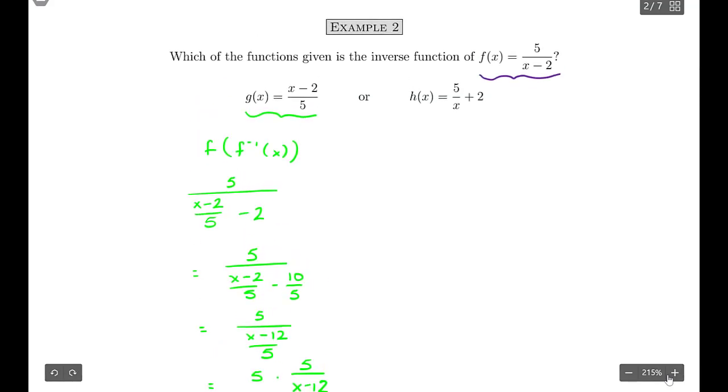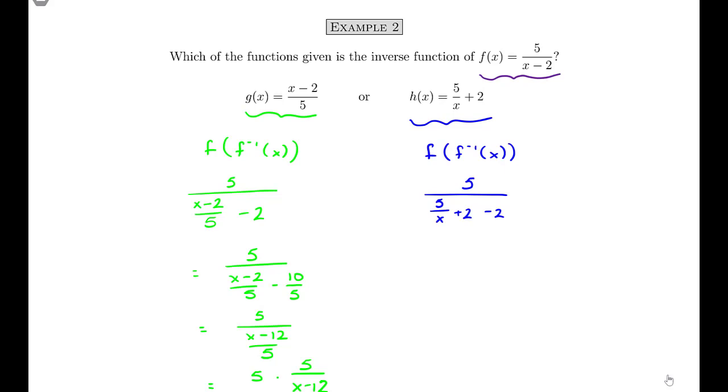With the second function, and I'll do this one in blue, we're going to do the composition again. We're going to do f of f inverse. Remember, we're assuming that the function that I bracketed there in the blue is an inverse. So we take our given function, 5 over x minus 2. We replace x with 5 over x plus 2. And then there's the minus 2 from our original function. So that's going to cancel.